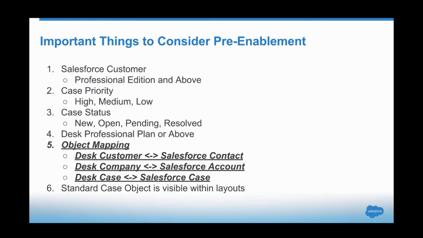Next is object mapping. Remember that the three standard objects that we map are case, contact, and account. In Desk, we call Salesforce contacts customers. So any customer records that are created in Desk using Desk Connect will get synced over as your Salesforce contacts. In Desk, we call Salesforce accounts companies. So whenever you create a company in Desk, those will get synced over to Salesforce as accounts. For contacts, we use the email address as the unique identifier and also the phone number to match the contact record in Salesforce. For the account, we just use the exact account name.